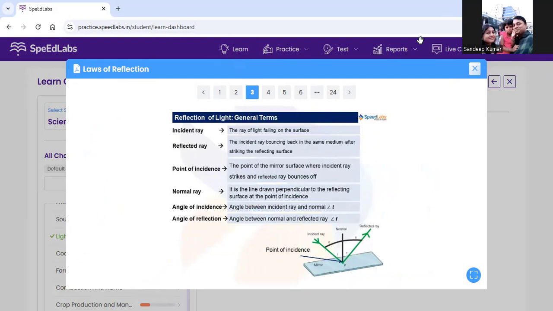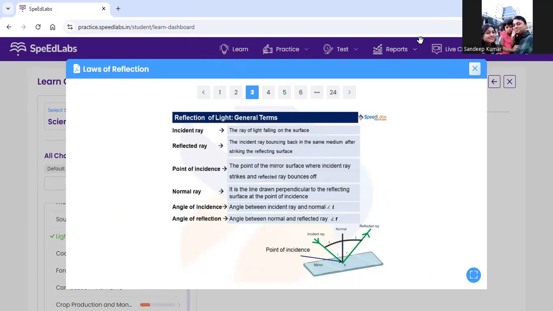Next one. Okay, see children, this is a mirror. Okay, this light is striking. The light ray which strikes is called the incident ray. This is bouncing back. Okay, this is called the reflected ray. If you draw a 90-degree line on this plane, this is called the normal. The angle made by the incident ray and the normal is called the angle of incidence, I, whereas the angle made by the reflected ray and the normal is called R, that is the angle of reflection. So some terms are there, you should know. They may ask in the exam for 2 marks.